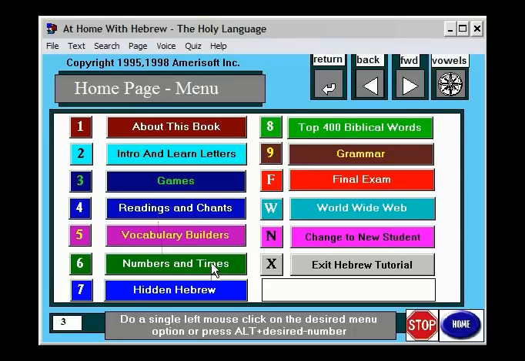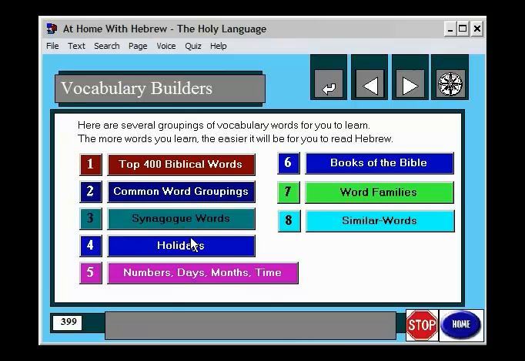I want to show you one final piece of the program here. These are just other words you can learn to practice with. Like after you've learned your alphabet, in another video I showed you some of these words on the left, but I haven't shown options 6, 7, and 8 here: Books of the Bible, word families, and similar words.